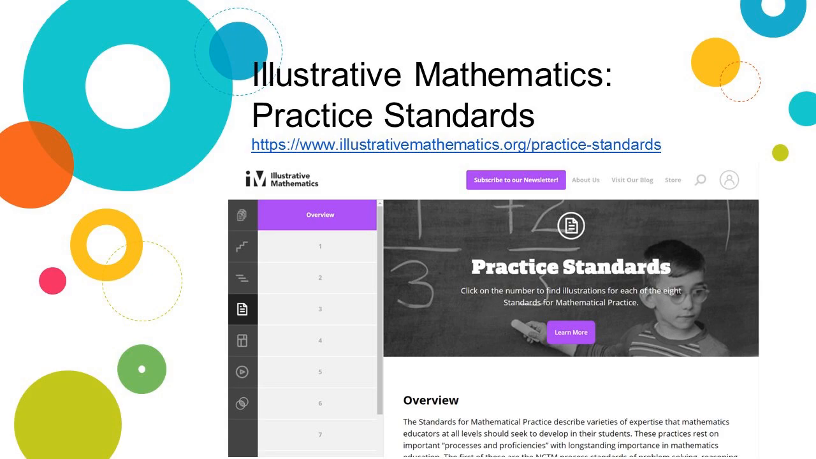So you noticed I used a lot of examples, or several examples, from the Illustrative Mathematics website. If you just go to illustrativemathematics.org/practice-standards, you'll see a list of the 8 standards for mathematical practice, and you click on that side menu and it will take you to examples, videos, practice tasks. I would encourage you, if you haven't looked at that site, to get familiar with that site.